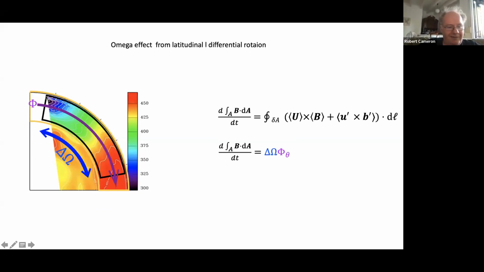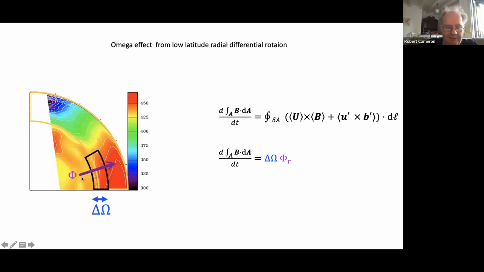So here you're looking at the latitudinal flux, the latitudinal differential rotation. Across here, you have the differential rotation near the equator, and you subtract the differential rotation near the pole, and you multiply it by the flux. Because the equator is rotating fast and the pole is rotating slowly, you've got a huge difference in the rotation rates between these two surfaces. And this flux here is the theta component of the flux.